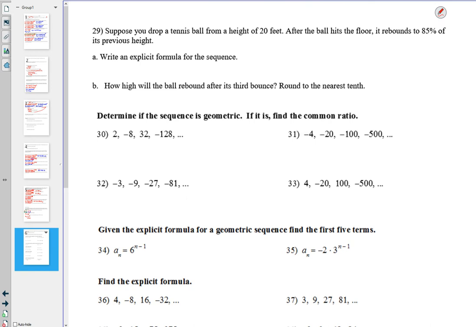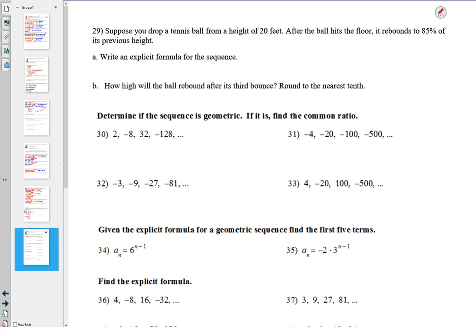Suppose you drop a tennis ball from 20 feet. I feel like we did this exact same one yesterday. It was dropping from a different amount of feet, 15 feet instead of 20? Okay. So you drop a tennis ball from 20 feet, and after the ball hits the floor, it rebounds to 85%. Wasn't it the same 85% yesterday? So write an explicit formula.